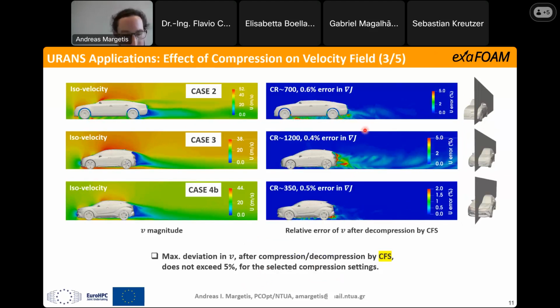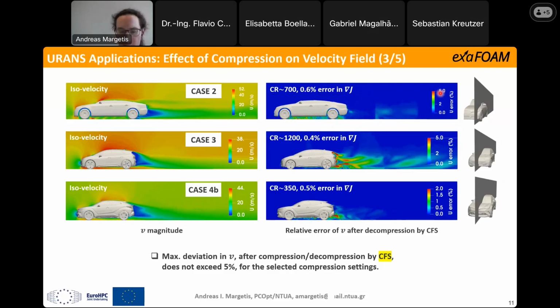In the same sense, the velocity magnitude around 3 of the vehicles is plotted. These plots correspond to the planes that you see in the right figures for each case, respectively. In the middle figures, the relative error of the velocity field is plotted after its reconstruction by CFS. You can see that in most of the areas the error is practically zero, with the exception of the wake of the cars and the area close to their underbody, where the error though remains below 5%.